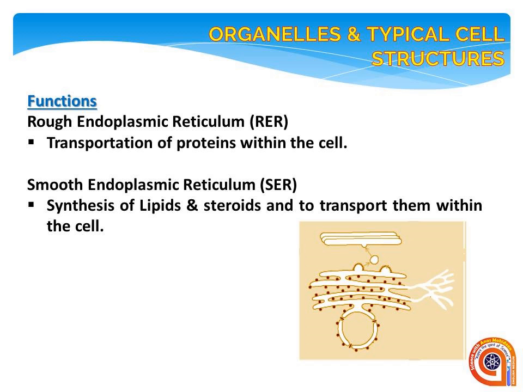And smooth endoplasmic reticulum will be synthesizing lipids and steroids. Lipids and steroids will be produced by smooth endoplasmic reticulum. And remember, steroids are also lipids, but they are hormones. So we are giving a specific name, steroid hormones, and to transport them within the cell. So producing lipids and steroid hormones and transporting them within the cell is done by smooth endoplasmic reticulum. So you can see the diagram given here for rough and smooth endoplasmic reticulums.